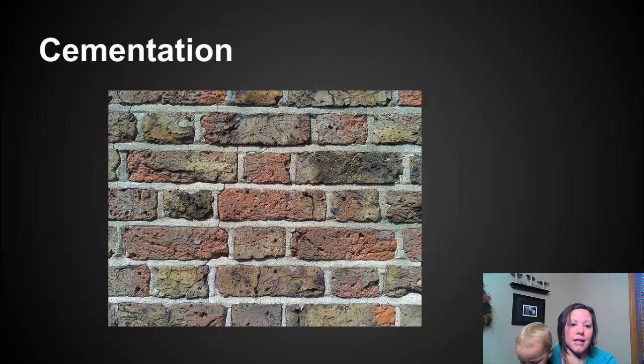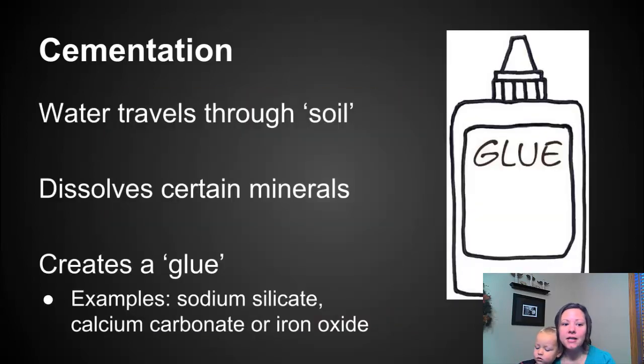The last step we're talking about is cementation. And you've seen cementation before. When you look at the outside of our school building, you'll see that the bricks are cemented together with a type of mortar. It's a type of glue. In order for this to occur, water travels through the soil or through the particles and oftentimes dissolves certain minerals. For example, it could dissolve calcium carbonate, and that acts like a glue to form calcite.